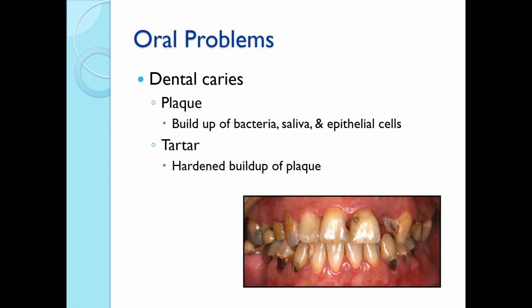A few pictures here of some abnormal things that we can see with dental hygiene. So dental caries here, some pretty significant signs of that with the erosion of the teeth and the gums, plaque and tartar buildup. This occurs whenever bacteria, saliva, and cells within the mouth build up and start to cause some erosion on the teeth. Tartar is technically what they call hardened buildup of plaque on the teeth.